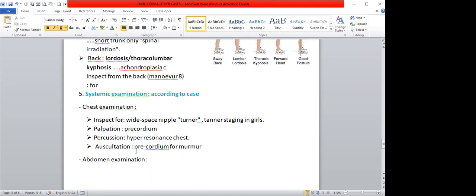Hyperdynamic precordium. Okay, because of high BP. High BP sometimes. Okay, fine. And anything more? Obstructive sleep apnea, so they will have pulmonary hypertension. Excellent.